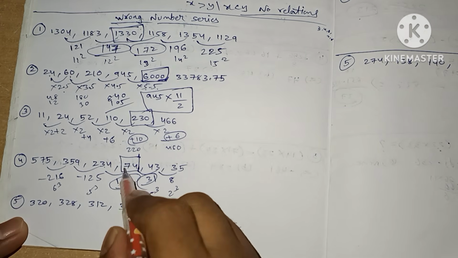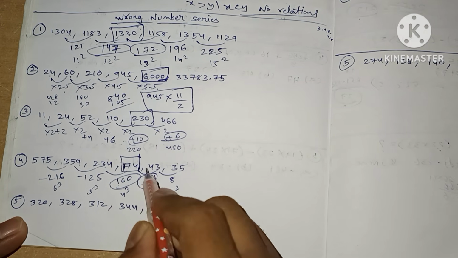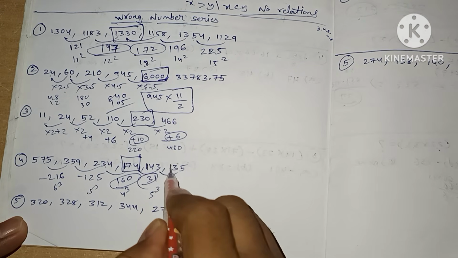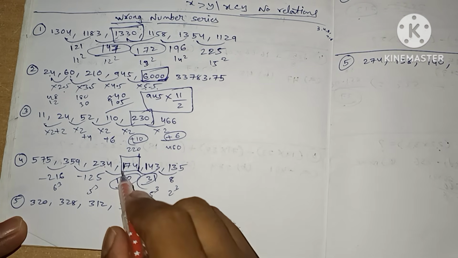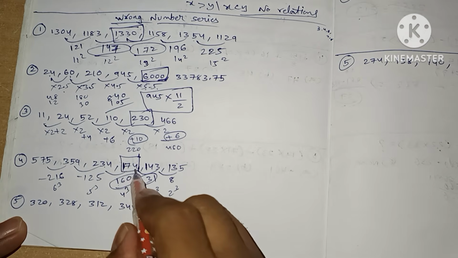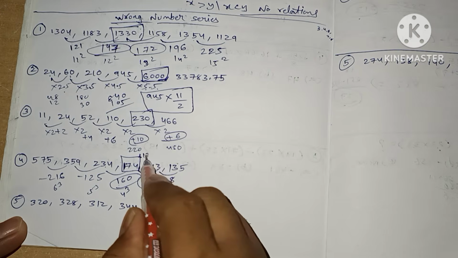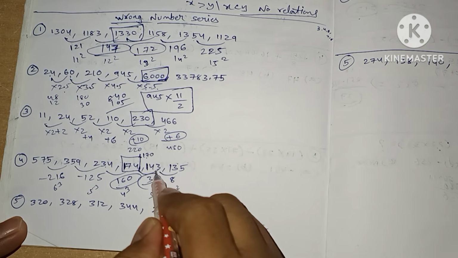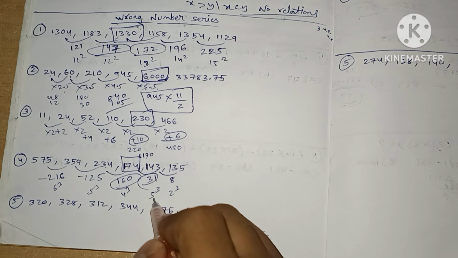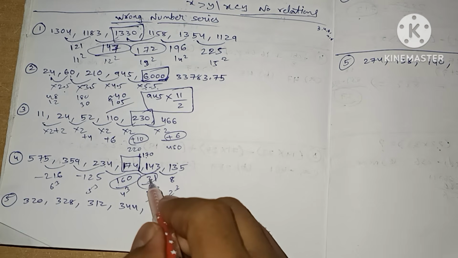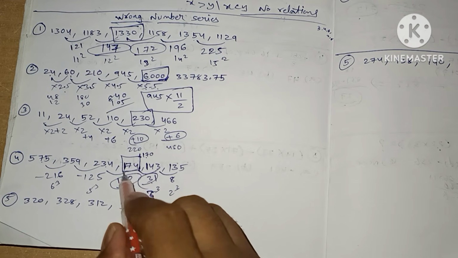Wait a second, this question has a small mistake. It must be 143, 135, 174. So the value must be here is 170, and this one, the difference we got 27, which is 3 cube. So these two are wrong. This is our wrong number.